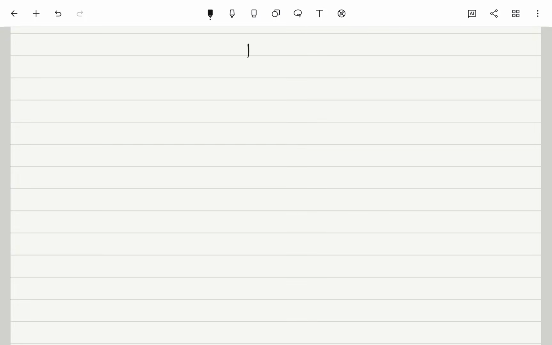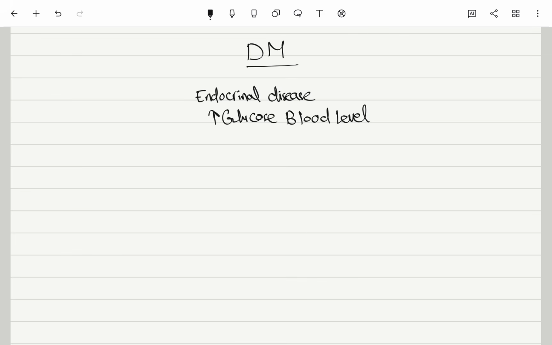Today we are going to talk about diabetes mellitus. Diabetes mellitus is an endocrine disease that is characterized by increased glucose blood level. It can be divided into two major types: type 1 and type 2.